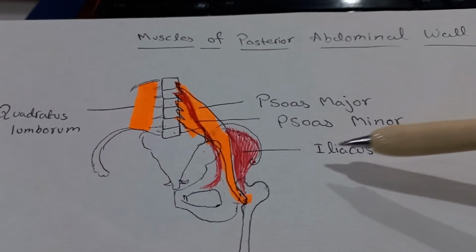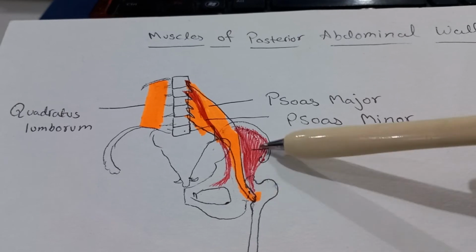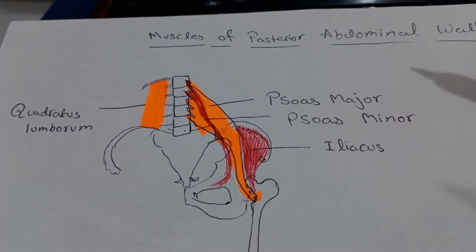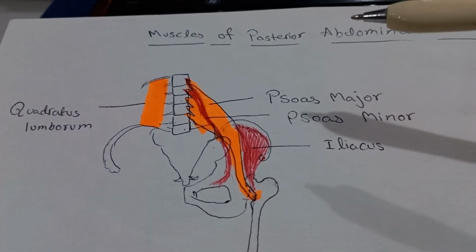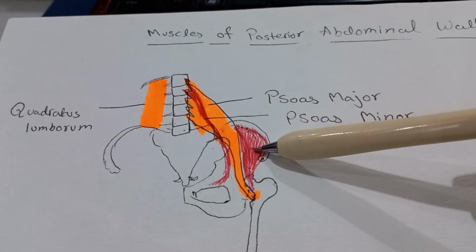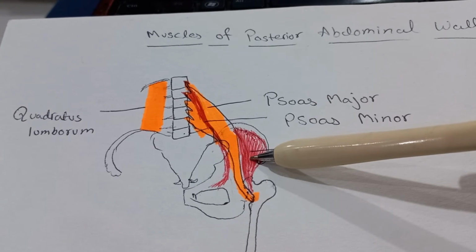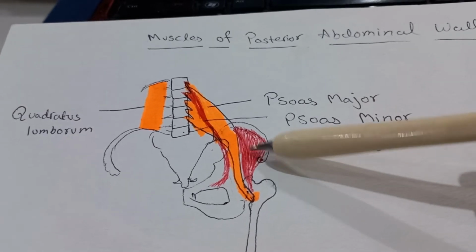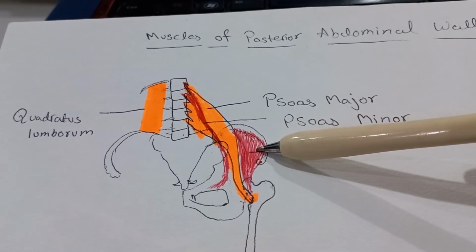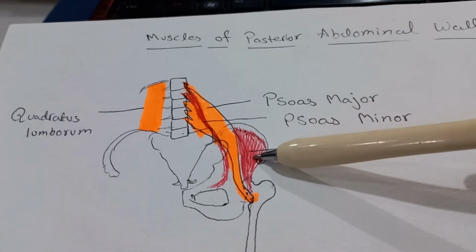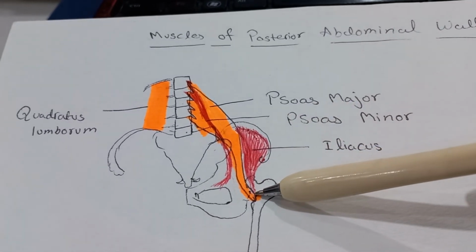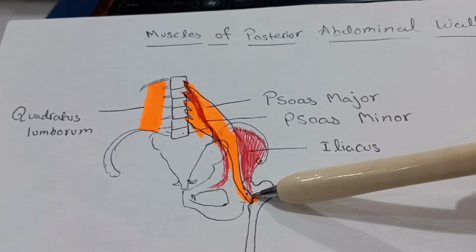Now let us discuss about iliacus muscle. I have drawn iliacus muscle. As you can see in this diagram, iliacus muscle originates from the iliac fossa. It also originates from the iliolumbar ligament and also from the sacroiliac ligament. So this muscle is finally inserted over the lesser trochanter along with psoas major muscle.